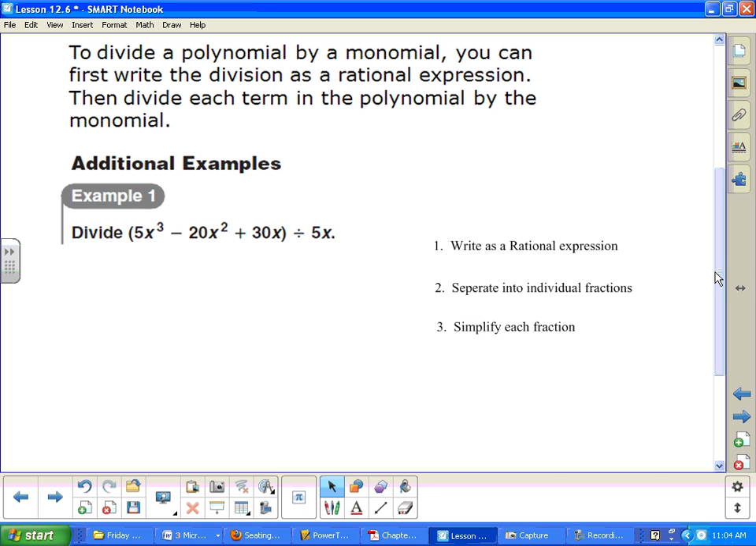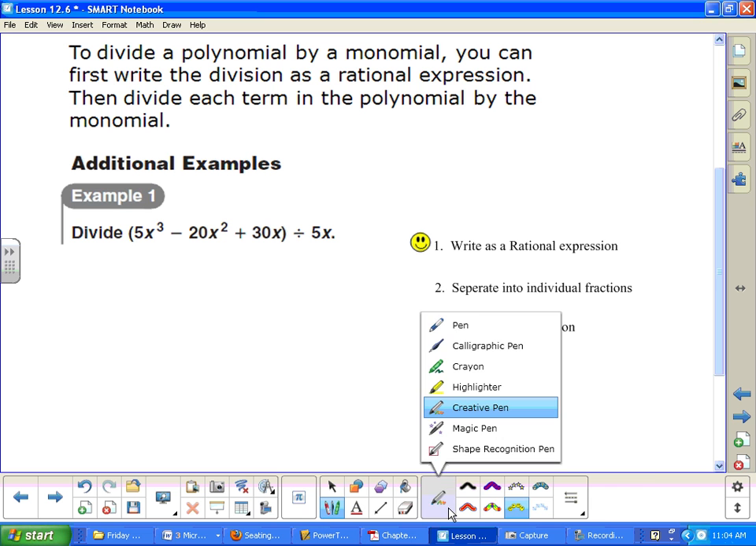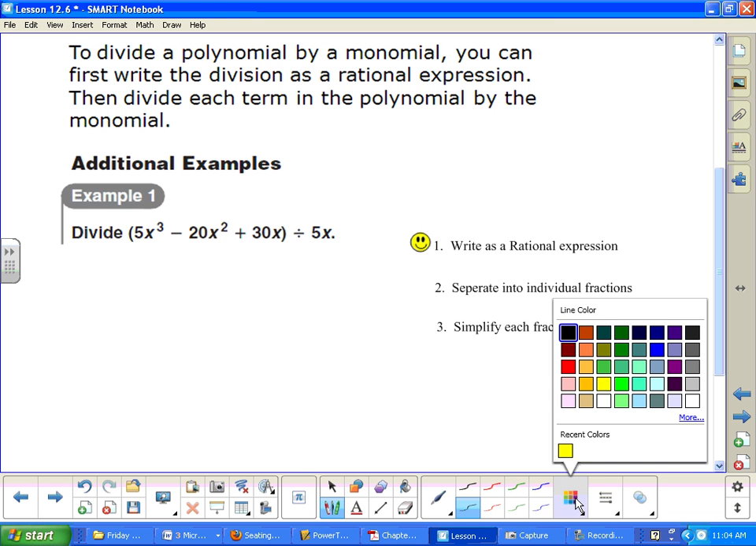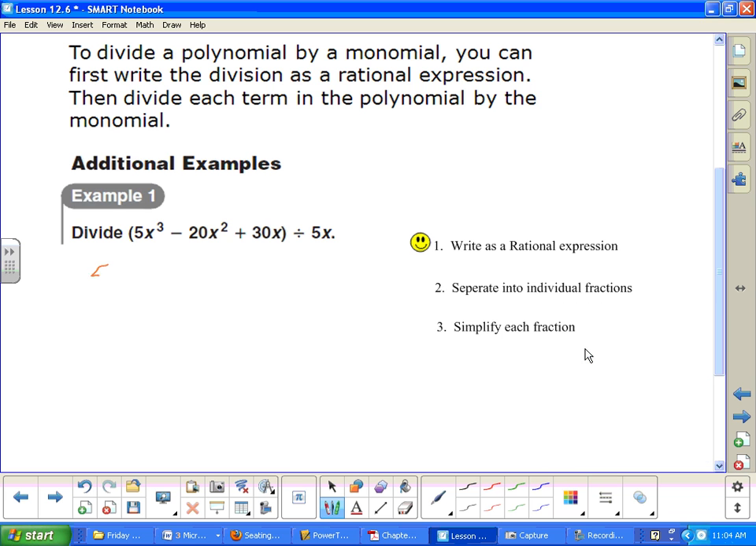And the first thing we want to do is write it as a rational expression. So we're going to write it as a fraction, basically. And if I write it as a fraction, then my denominator is going to be what? 5x, okay? It's the common denominator for the whole thing. So we have 5x cubed minus 20x squared plus 30x, all of that divided by 5x. So that's the first step, we're going to write it as one single fraction to begin with.